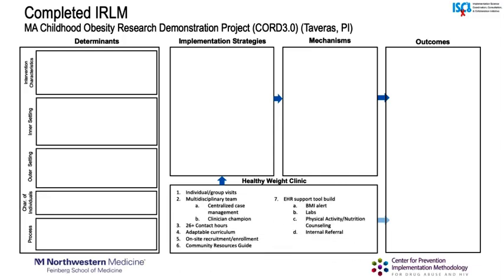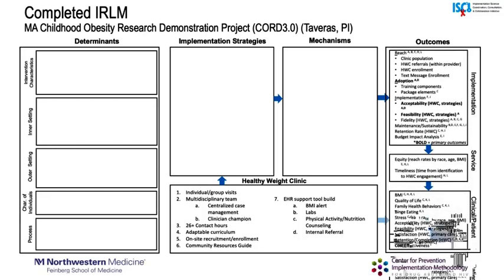In this case, we knew what the intervention was going to be that we wanted to implement. So we completed the Healthy Weight Clinic clinical intervention box first. We also knew what the implementation outcomes as well as clinical and patient outcomes were going to be that we were trying to hit. So we completed that box second.